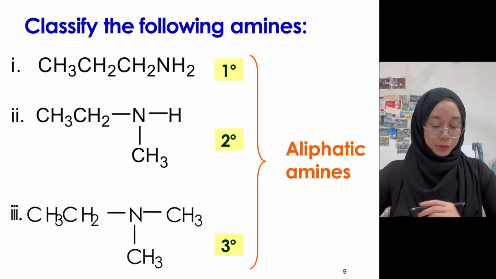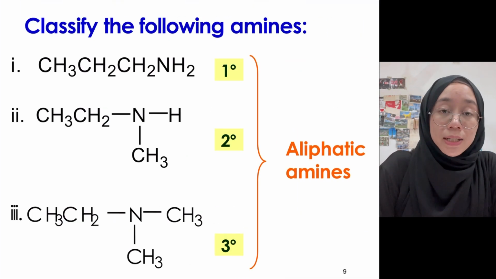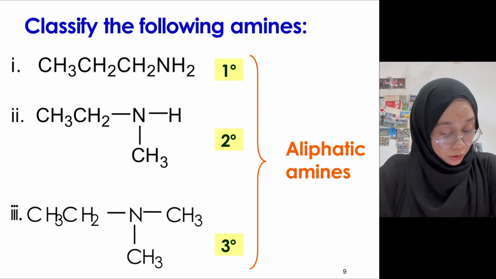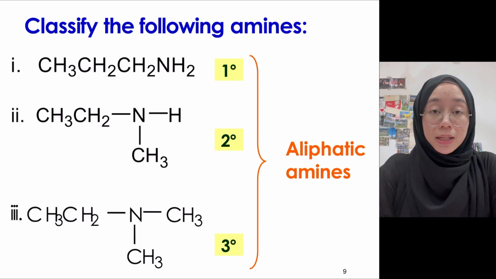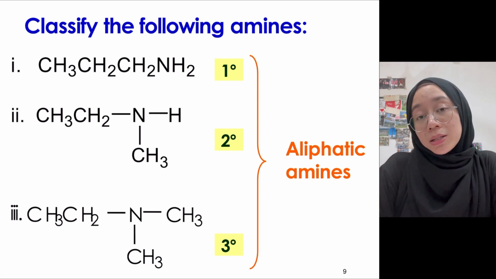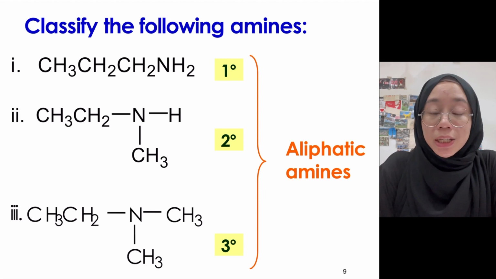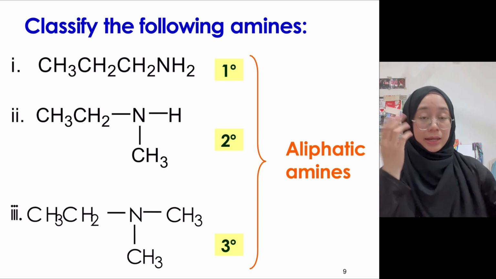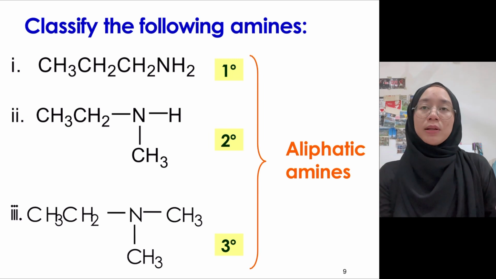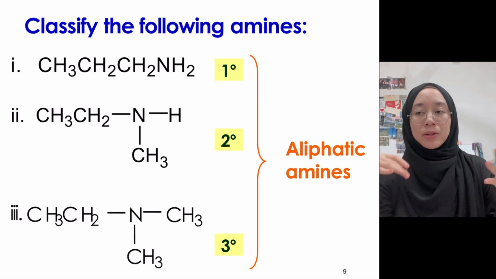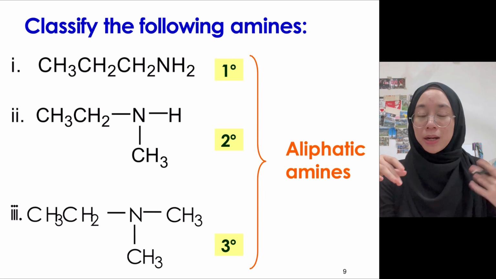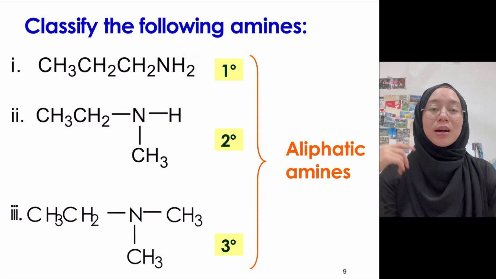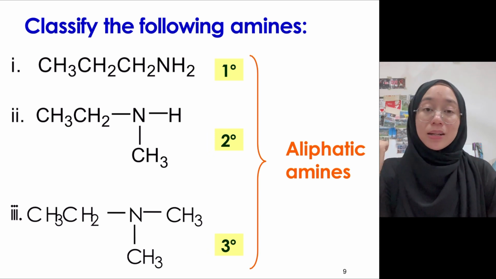Okay, so sebetulnya yang ni kamu buat sendiri classification of this amine, tapi it's okay, kita just terus tengok aja jawapan yang ada kat sini. So all of this compound here, ketiga-tiganya adalah considered sebagai aliphatic amine because there's no benzene ring attached to it. Okay, and then the first one adalah primary because I think the simplest way to see whether it is primary, secondary, tertiary, mungkin boleh tengok number of hydrogen tu macam lagi senang kot.